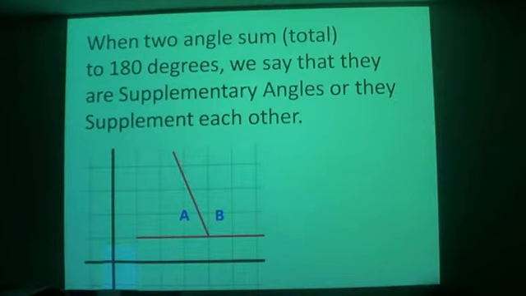When two angles sum total to 180 degrees, we say that they are supplementary angles, or they supplement each other. Here we see angle A and angle B. We do not know what the values of A and B are, but we do know that the value of A plus B is equal to 180 degrees. They supplement each other.